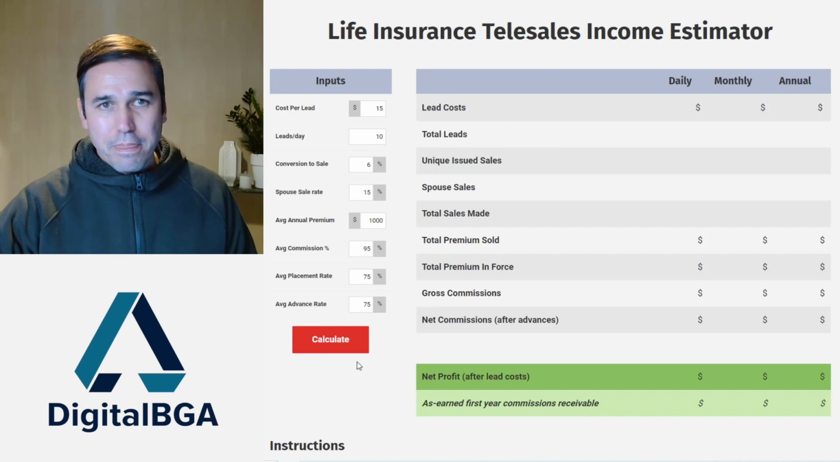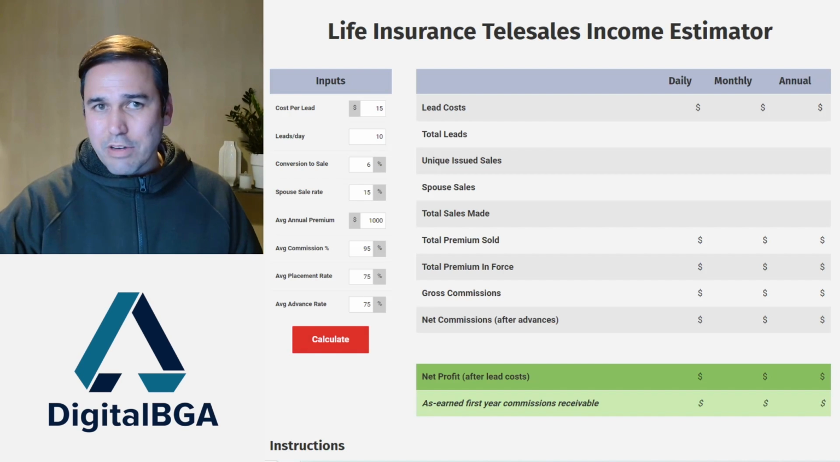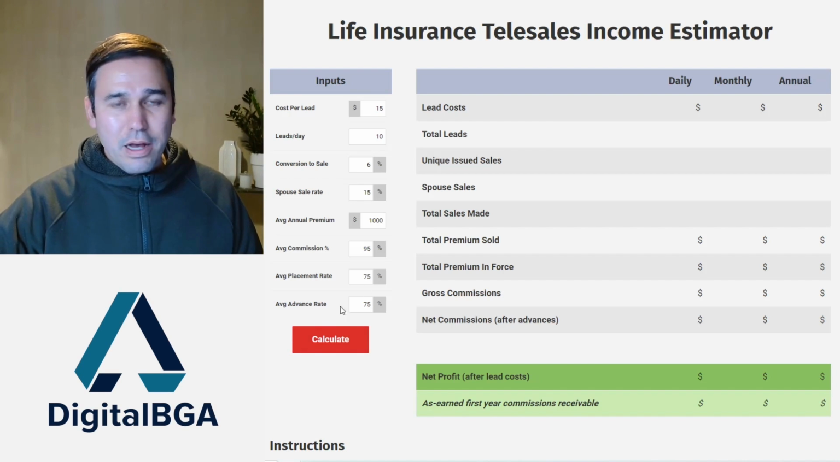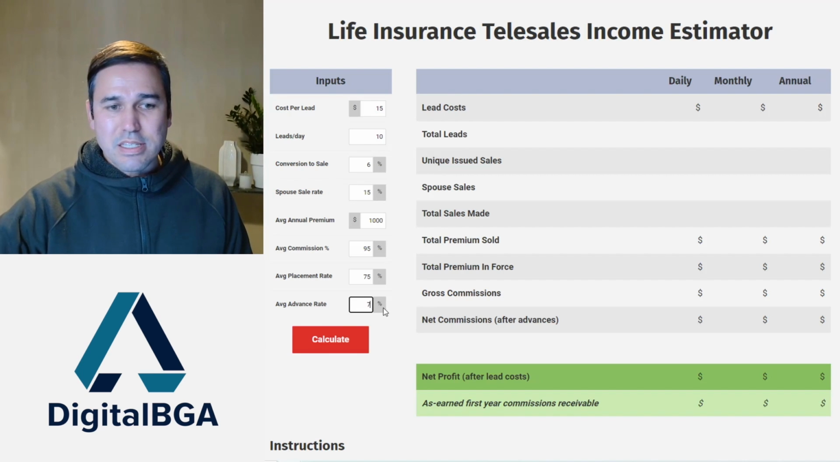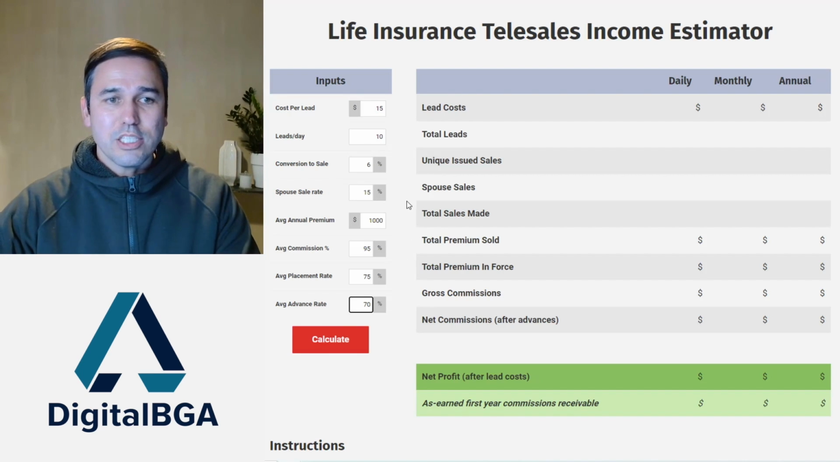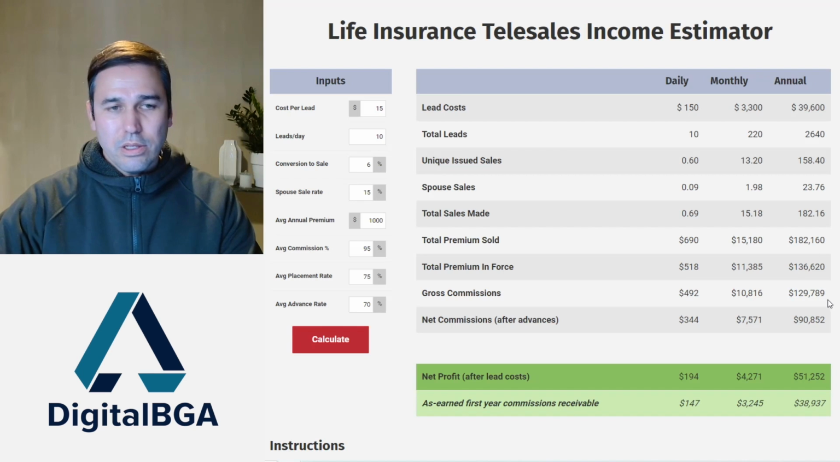Average advance rate, most of us are on a 9-month or 75% advance. But also, again, if you write GI business, the advance might be 6 months, or you might write some carriers, maybe Direct Express, that might be as earned, right? So maybe an average advance might be 70%. So let's run the numbers here. Just click calculate. You'll see this here.